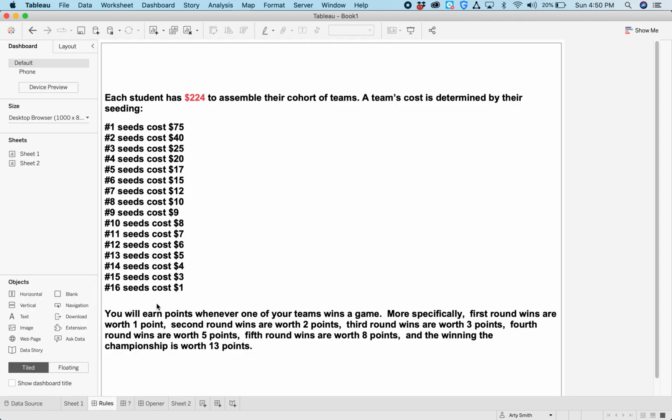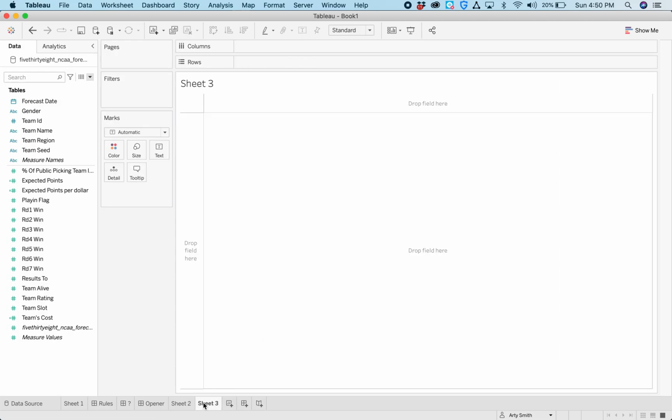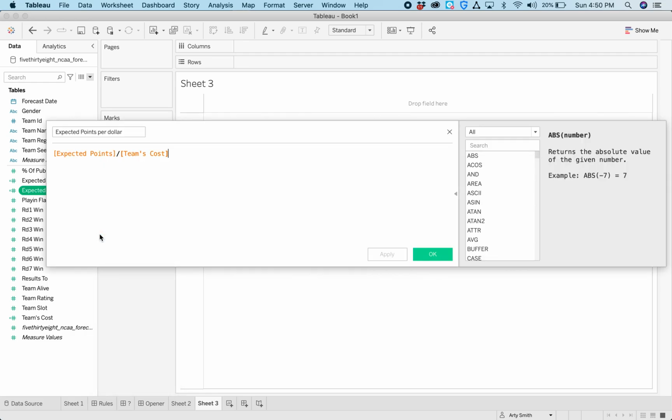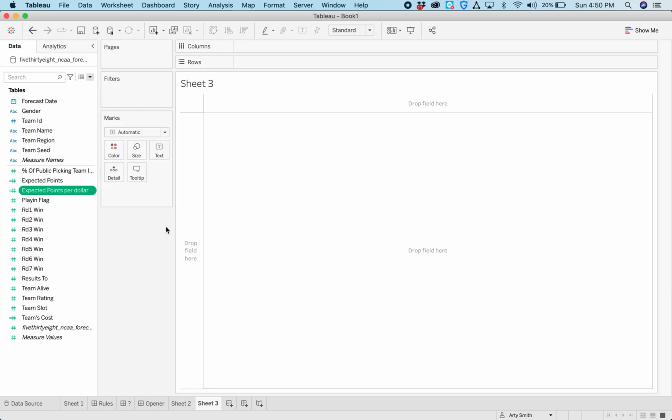And if you guys remember, here are the costs of the teams. A number 1 seed, $75. A number 16 seed is only $1. So again, what we're going to need to do here is create another calculated field. And this one I called expected points per dollar. I'm going to show you the formula that I've got here. Actually, before I do that, I need to show you the team cost variable.